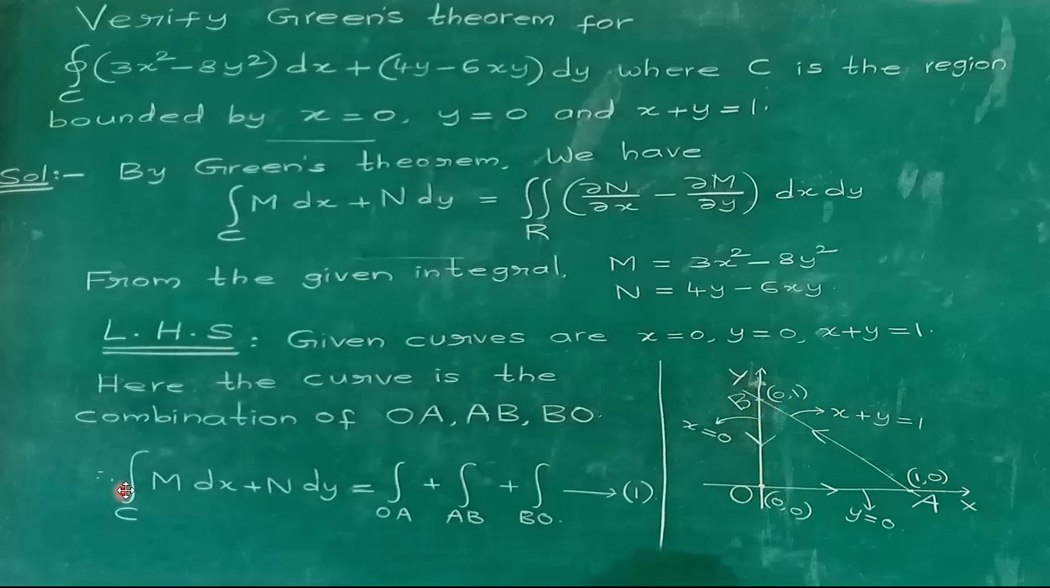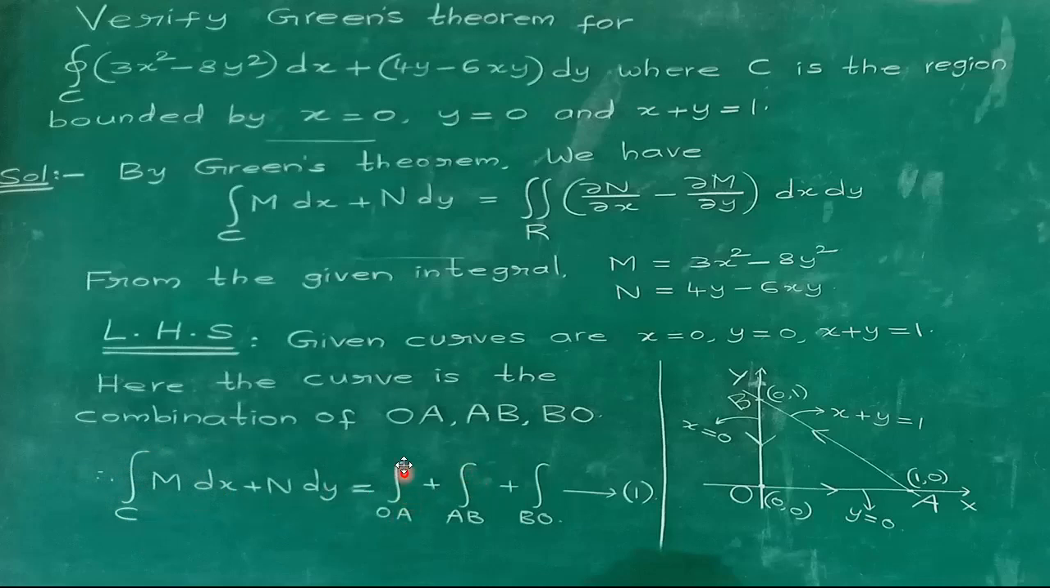Therefore integral C m dx plus n dy can be written as integral OA m dx plus n dy plus integral AB m dx plus n dy plus integral BO m dx plus n dy. To evaluate the line integral value, we have to find the line integral value along OA, along AB and along BO. If we add all these three line integral values, then we can get the line integral along the curve C. You can get it, right? Now one by one we have to see that.